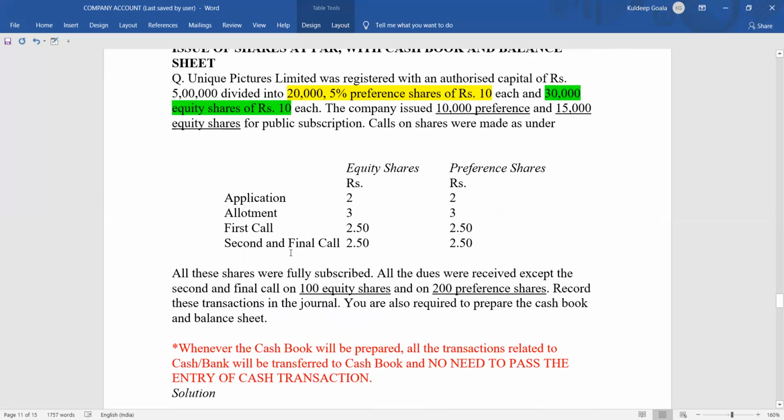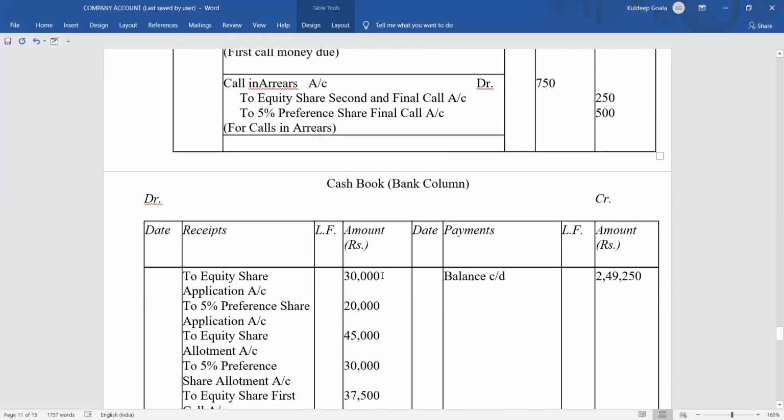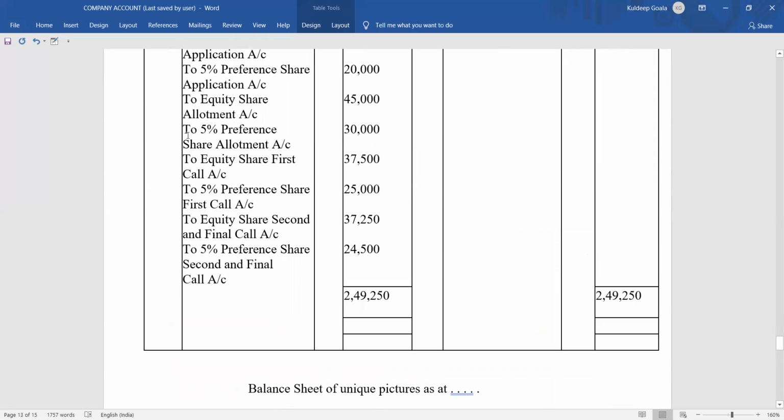Okay. So what we are going to do, we are going to receive the money now. In case of receive entry, we are going to receive the full amount. So it will be bank account debit to equity share first call account and again to 5% preference share first call account. Okay, so it will be directly placed in the cash book: bank account debit, to equity share first call account 37,500, to 5% preference share first call account 25,000. Okay, this is how it will be placed.